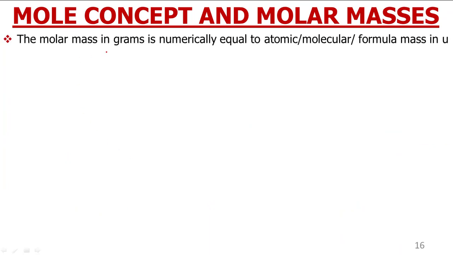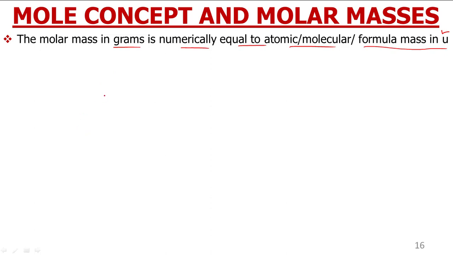Now, the molar mass in grams is numerically equal to the atomic or molecular mass in U. Let us try to understand this in detail. What does it say? It says that molar mass in grams is numerically equal to the atomic or formula mass in U. Let us understand this with the help of carbon.